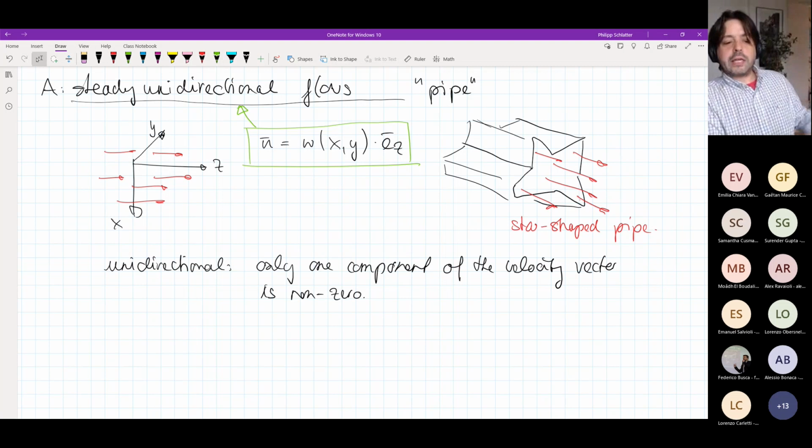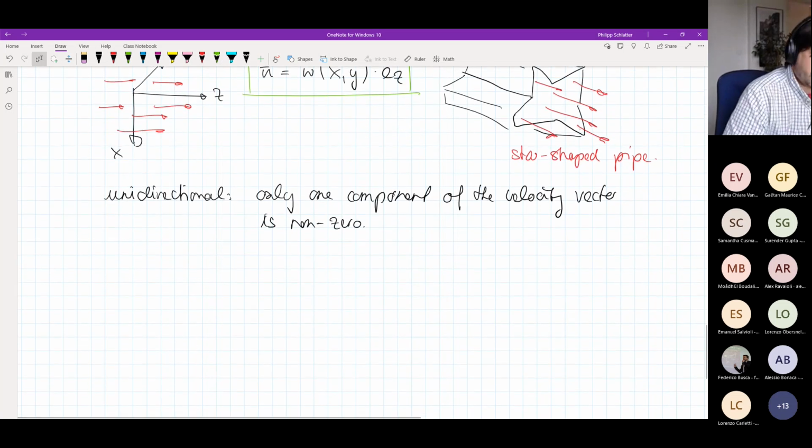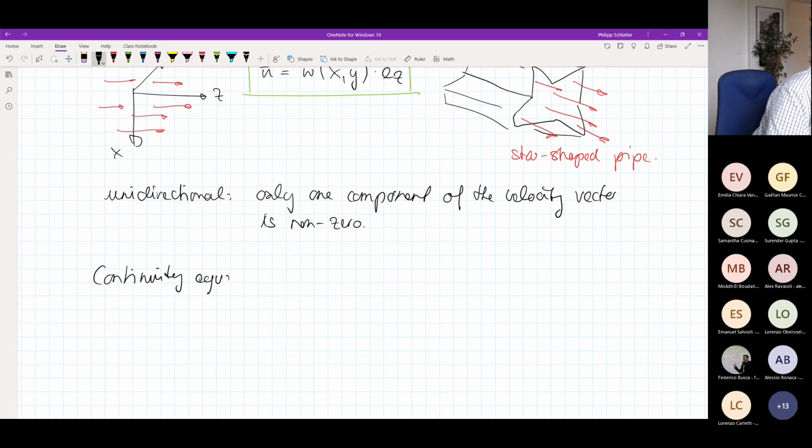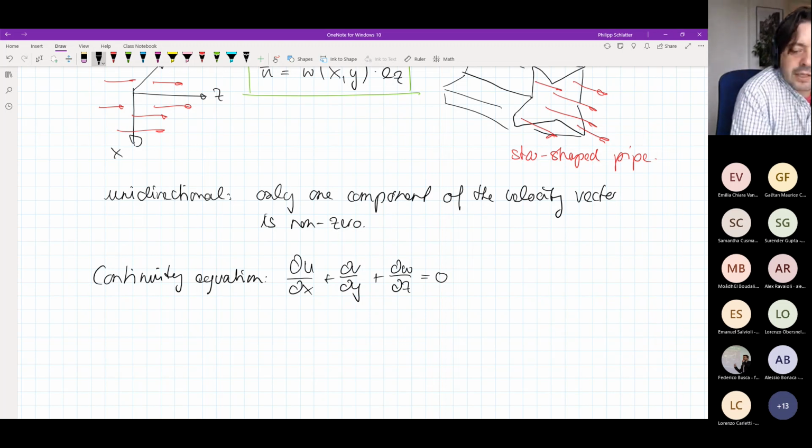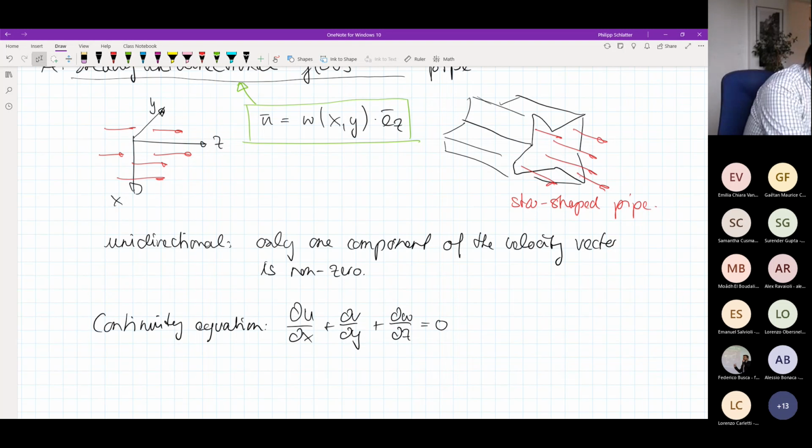Okay, let's now go on and see what we can calculate based on the equations that we have introduced so far. We can start with the continuity equation. Well, we know how this looks: du/dx plus dv/dy plus dw/dz is 0. So this is the continuity equation.